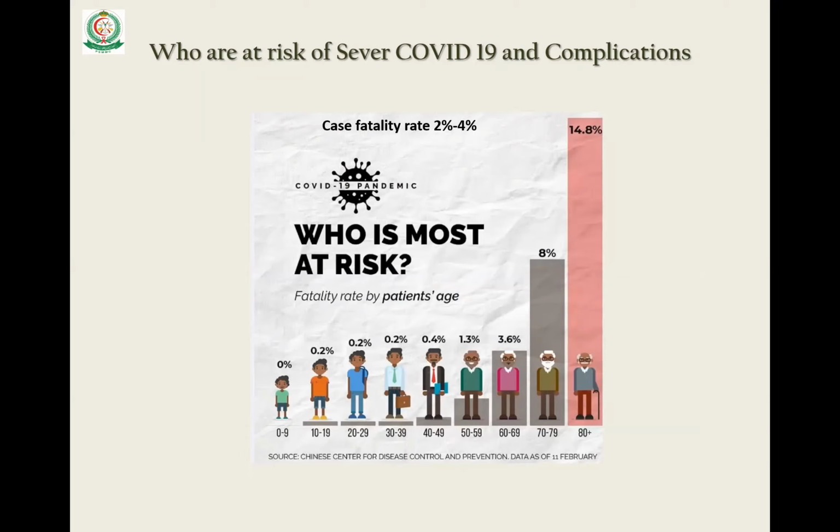So if you're 80 and above, the mortality rate or the case fatality rate is between 15 to 20%. For those between 70 to 79, the mortality rate is around 8%. Between 60 to 69, the mortality rate is between 3 to 4%. And those who are between 50 to 59, the mortality rate is around 1.3%. In younger age group, between 10 to 39, the mortality rate is only 0.2%. And for children 9 years and below, the mortality rate is 0.